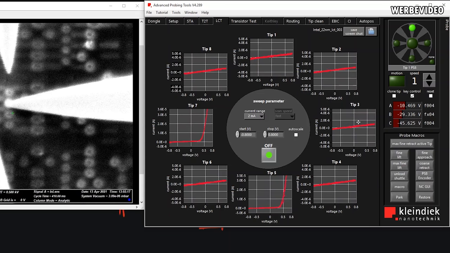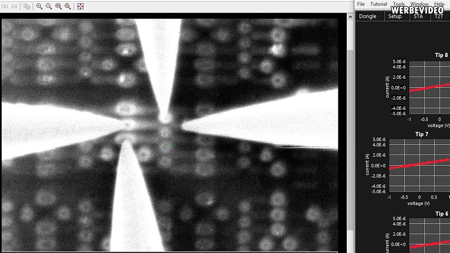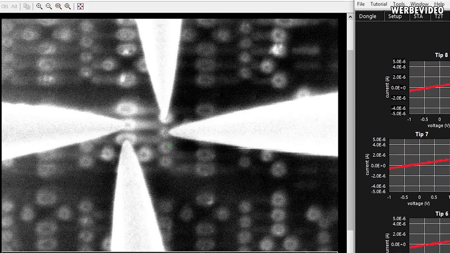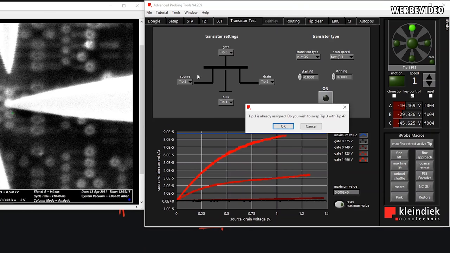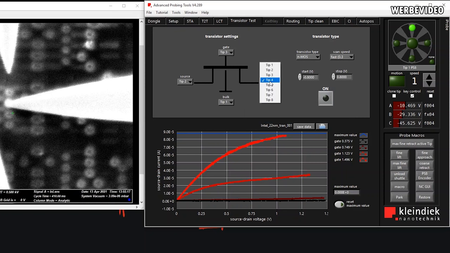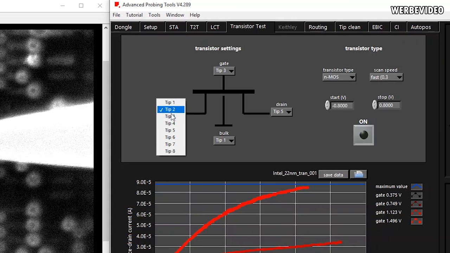In our case, needles 7 and 5 are making contact on the left side, and we can also get clear characteristics, which means that we have a PMOS transistor in our case. Needle number 3 for some reason didn't have proper contact and needed repositioning. In the next step, we're using the transistor test tool on the right side, and first we have to define that gate is needle number 3, source is needle number 7, and drain is needle number 5.